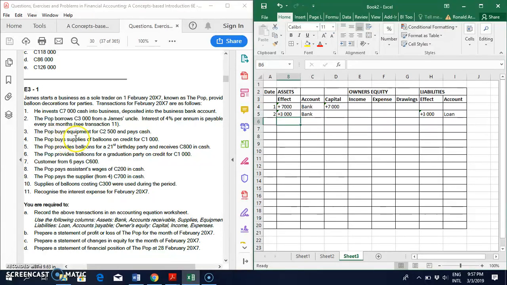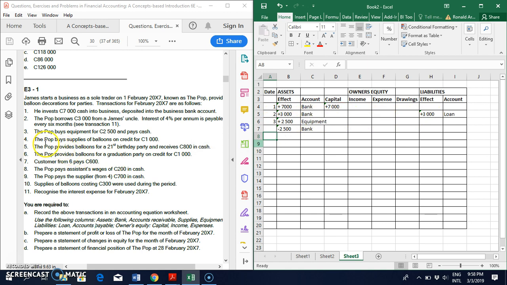Transaction 3. The business buys equipment for 2,500 and pays cash. So transaction 3, we bought equipment. So what happens to my equipment? It increases with 2,500 Rand under assets, and that is equipment. We paid cash for this, so the bank decreases under assets with 2,500 Rand. You can see that plus 2,500 minus 2,500 gives me 0, so my accounting equation stays in balance. You can see each transaction I'm doing within the line.